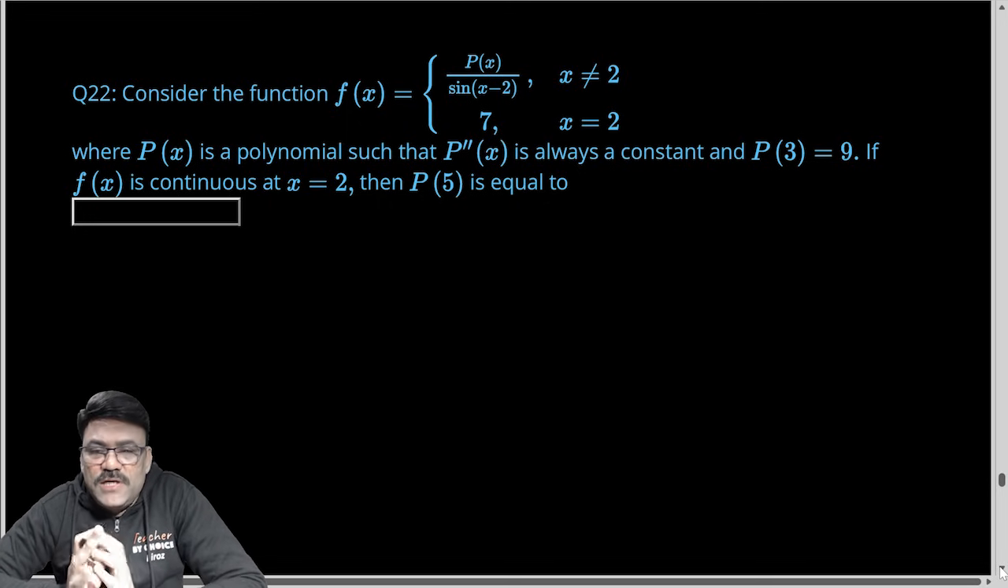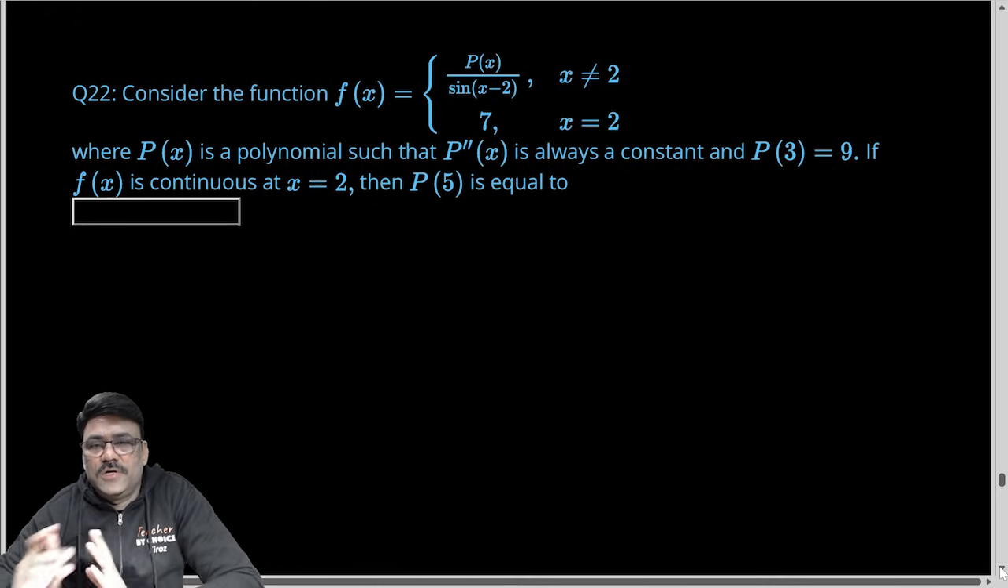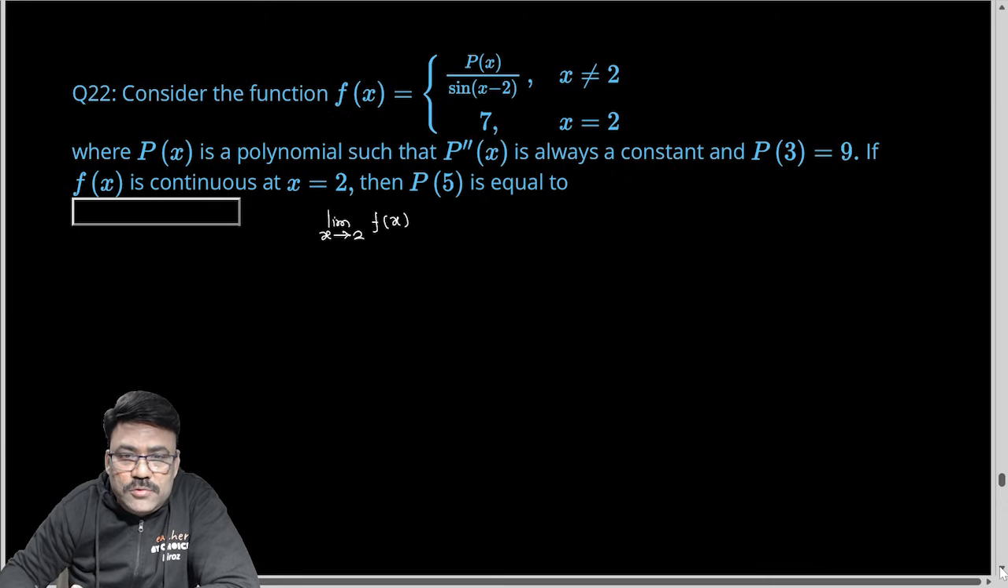Since p double dash x is always a constant, hence P(x) must be a quadratic. And since the function is continuous at x equals 2, limit x approaching 2 of f(x) must be equal to f(2), which is 7.